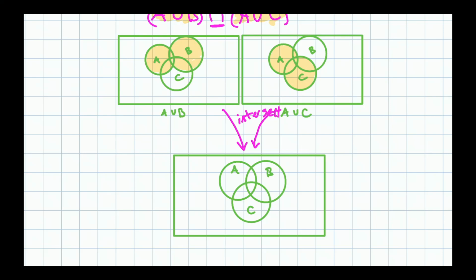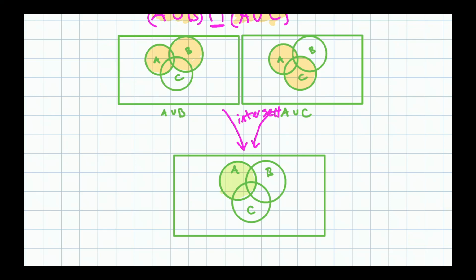Well, what they have in common are, first of all, hopefully you can see that all of A is included in both of those. So the intersection is what's common. So all of A is common to both. So I know that everything in A for sure is included in the intersection. Okay, what else is in the intersection?